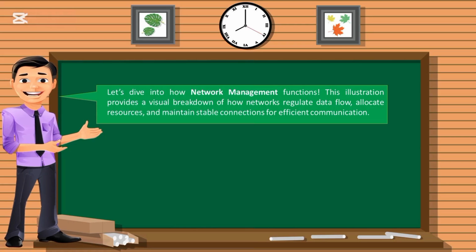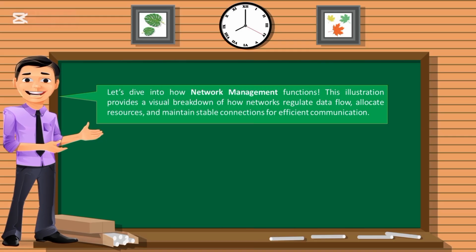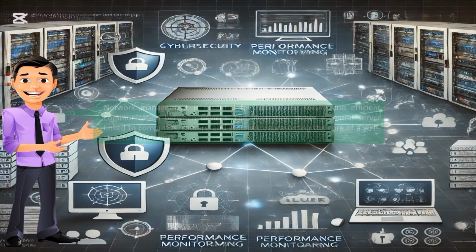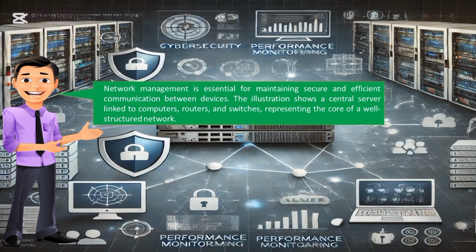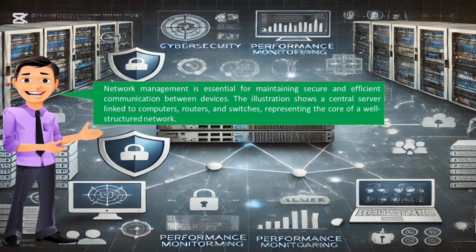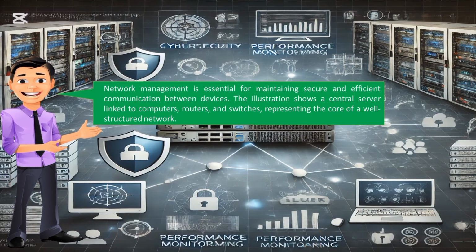This illustration provides a visual breakdown of how networks regulate data flow, allocate resources, and maintain stable connections for efficient communication. Network management is essential for maintaining secure and efficient communication between devices. The illustration shows a central server linked to computers, routers, and switches, representing the core of a well-structured network.